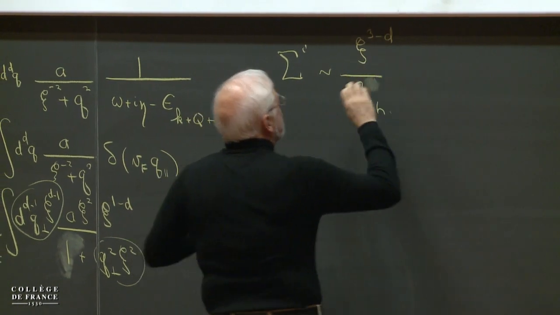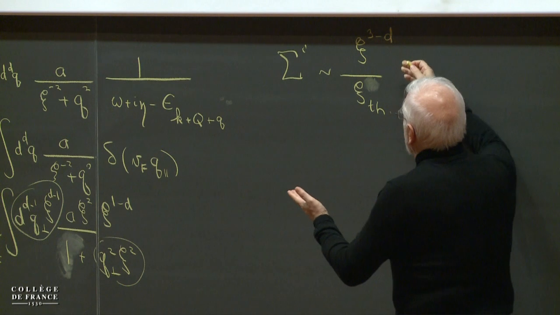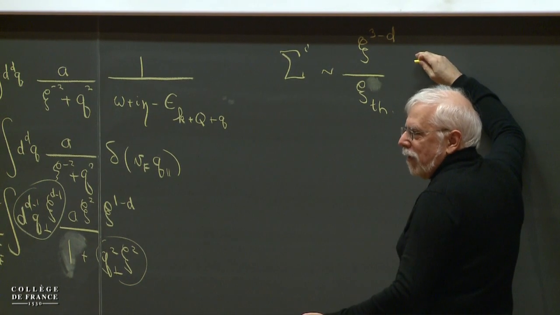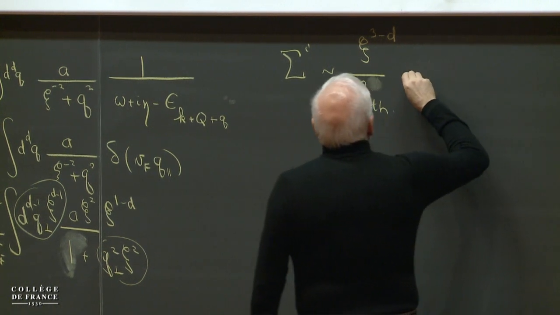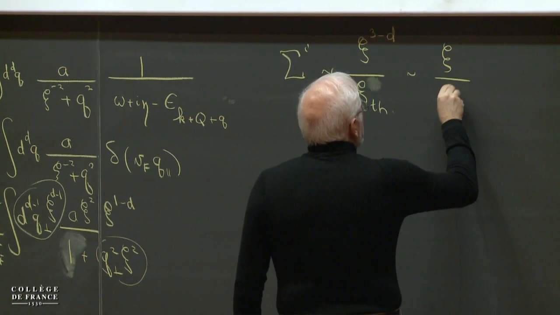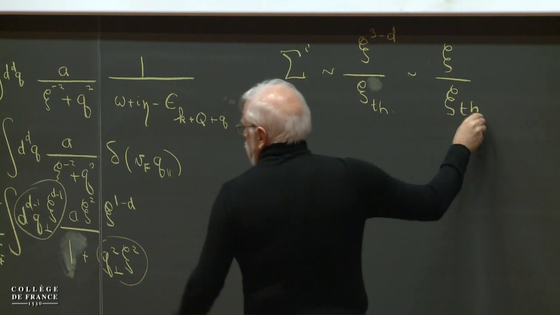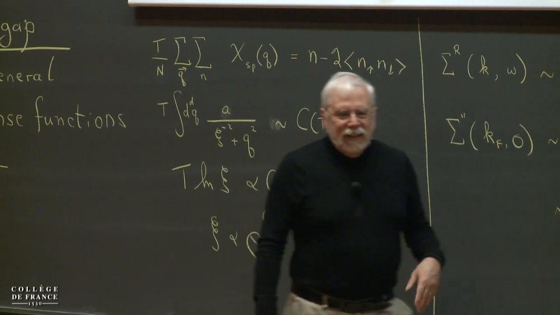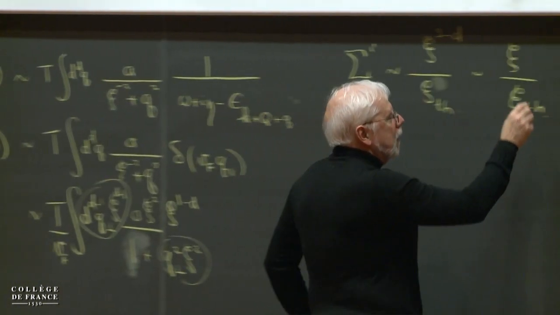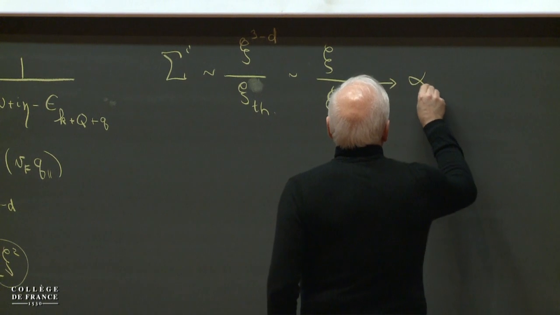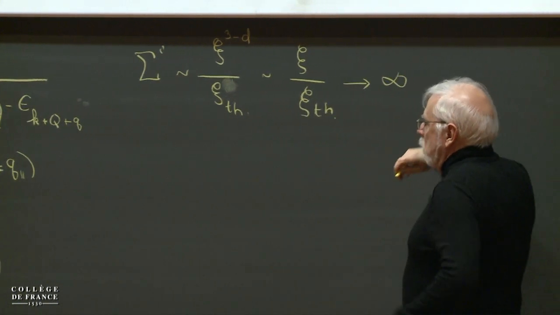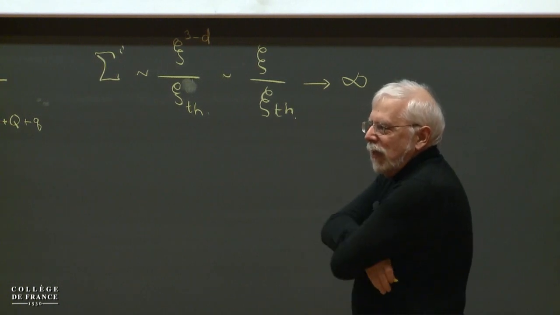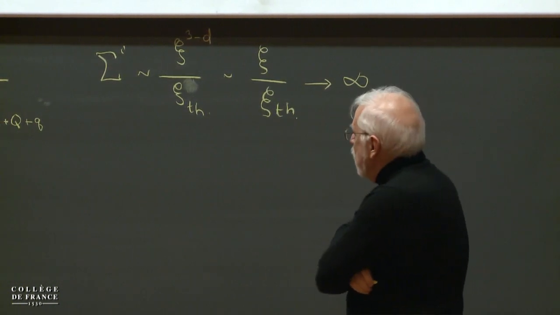So if I'm in 4 dimensions, this goes to 0 at 0 temperature, and that's Fermi liquid. 3 dimensions is marginal, and d equals 2 is just Xc over Xc thermal. But we just saw that Xc diverges exponentially, so faster than 1 over t. So this will go to infinity as t goes to 0. So an infinite scattering rate means that the spectral weight goes to 0 at 0 frequency.